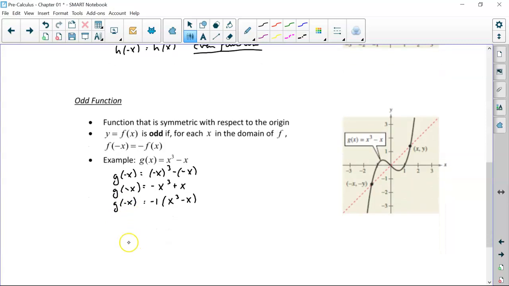So what that is saying is that g of negative x equals negative 1, and that's our original function in the parentheses. It equals negative 1 times g of x, and that's showing us that it's an odd function. It's odd if it's negative 1 times the original function when you substitute the negative x in place of x. Let's see some examples of this and do some more problems.